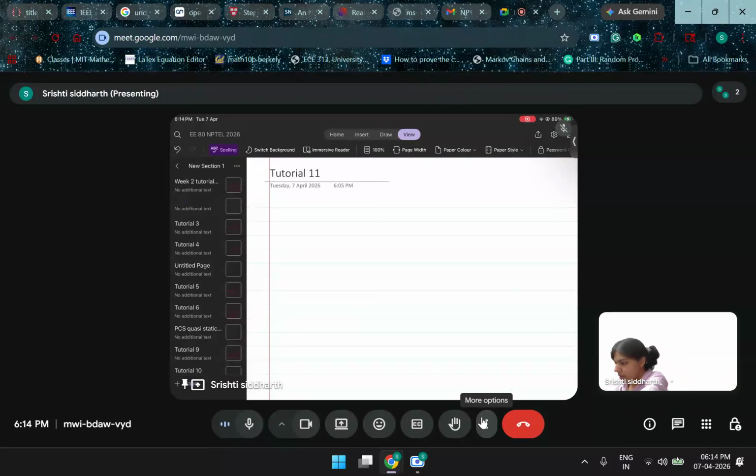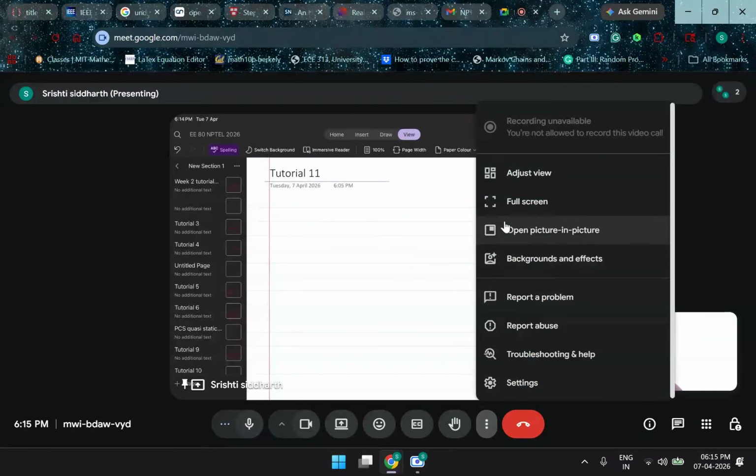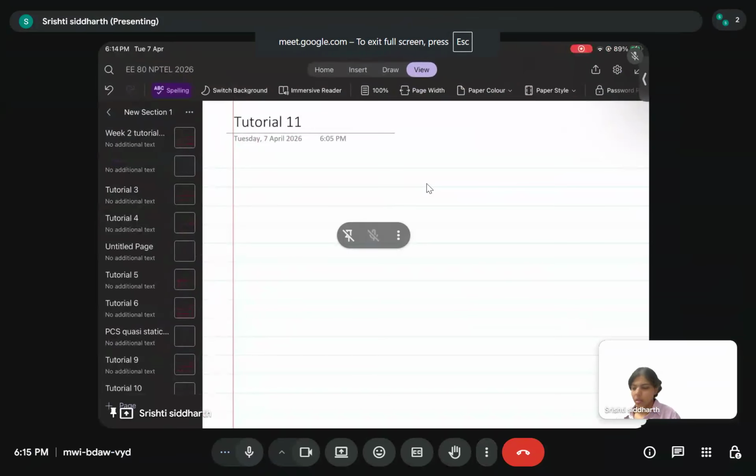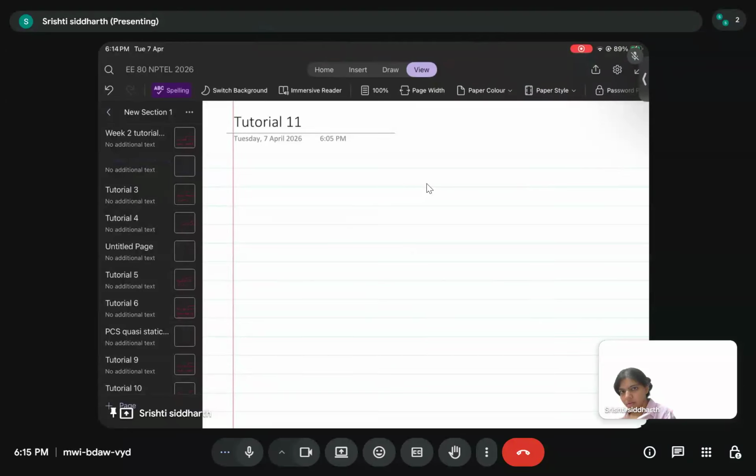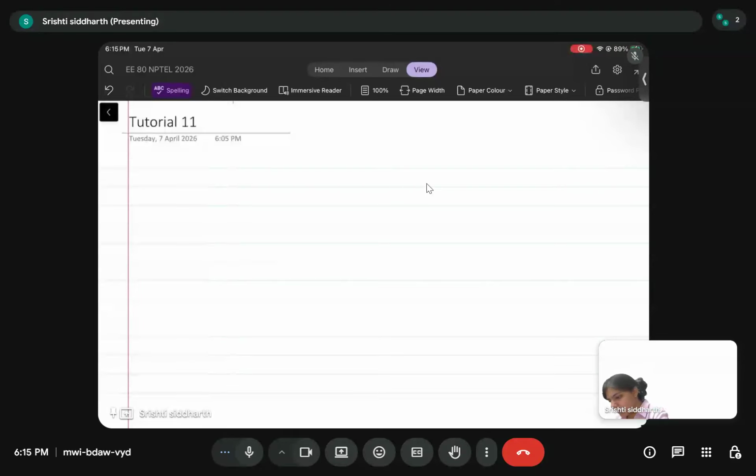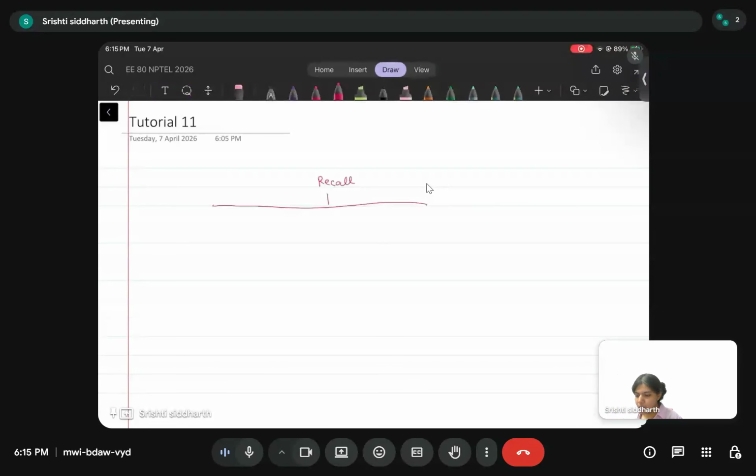So let's begin with writing down the topics that are going to be covered today. I wanted to give a few comments on the Kalman filter, which was discussed in the previous tutorial session.